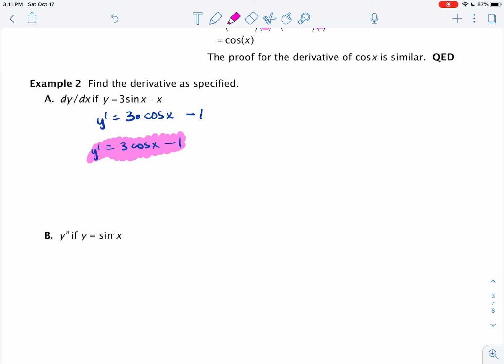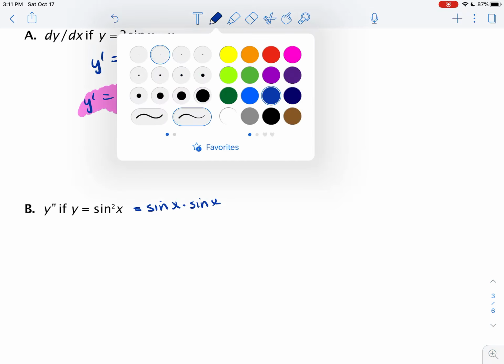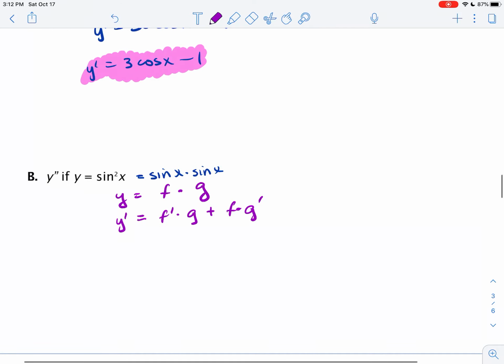The next one, we don't have the chain rule yet. Otherwise, we could use this using the chain rule. This is asking us to find the second derivative of sine squared, and we know that sine squared is the same as sine x times sine x, and that is a product, and that is going to be y, f times g. And so we know that our y prime is going to be the derivative of the first times the second, plus the first times the derivative of the second.